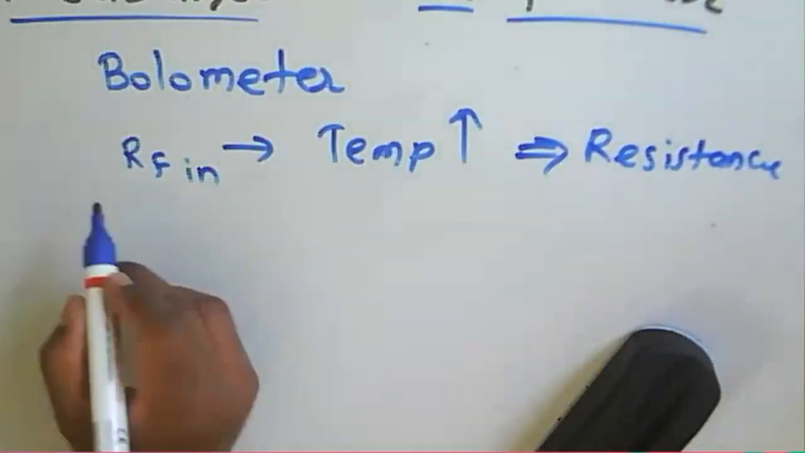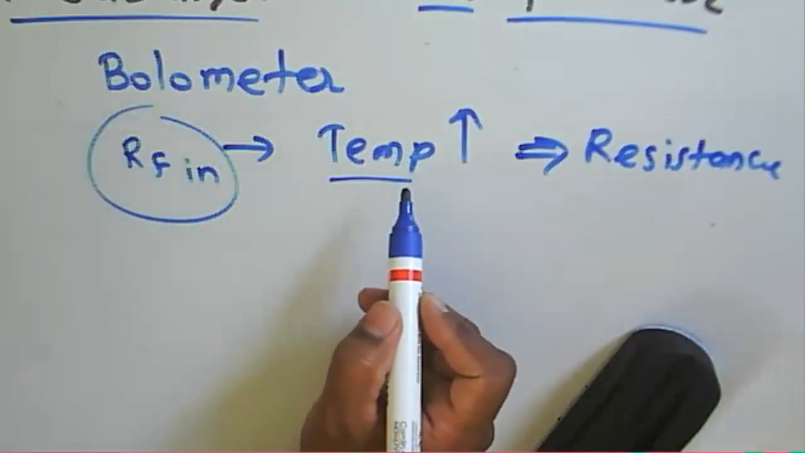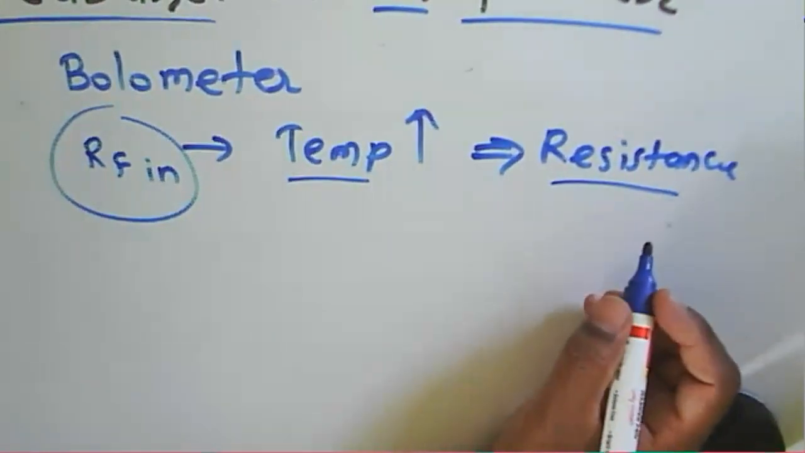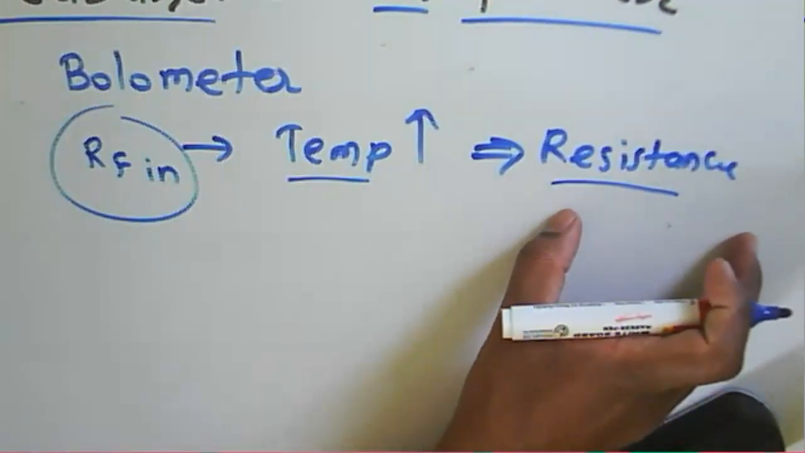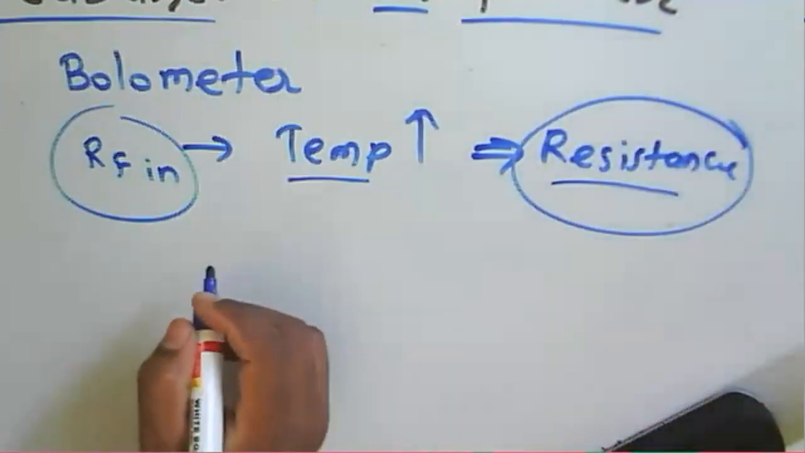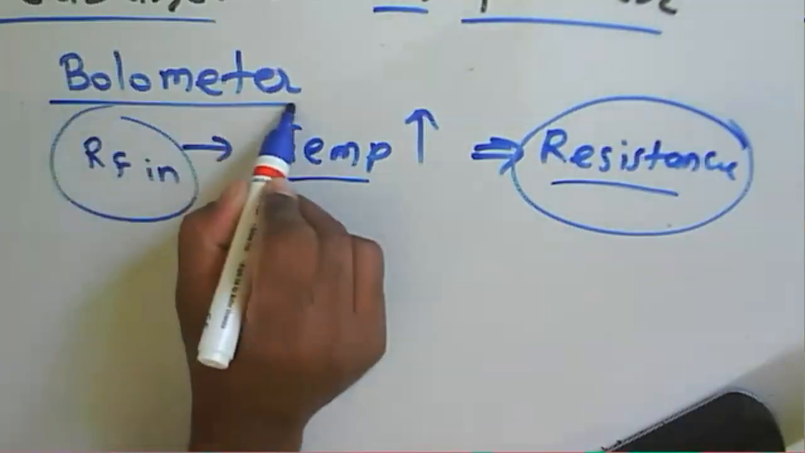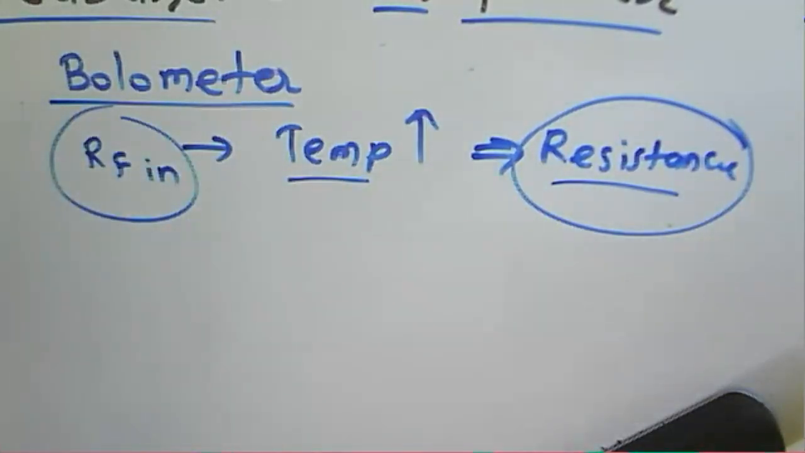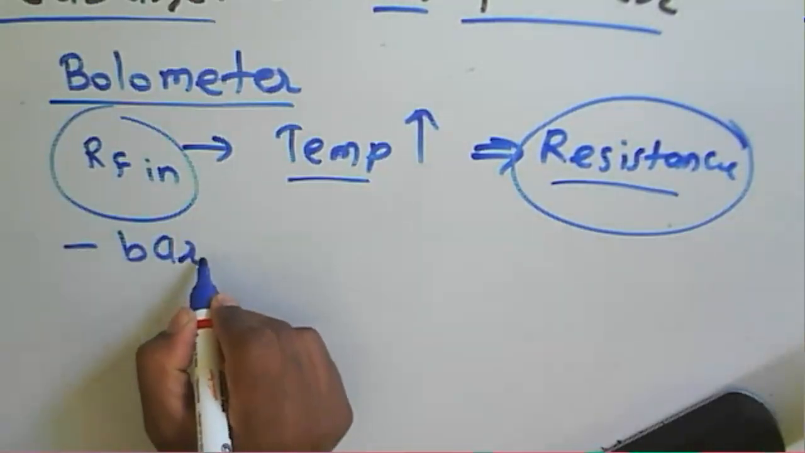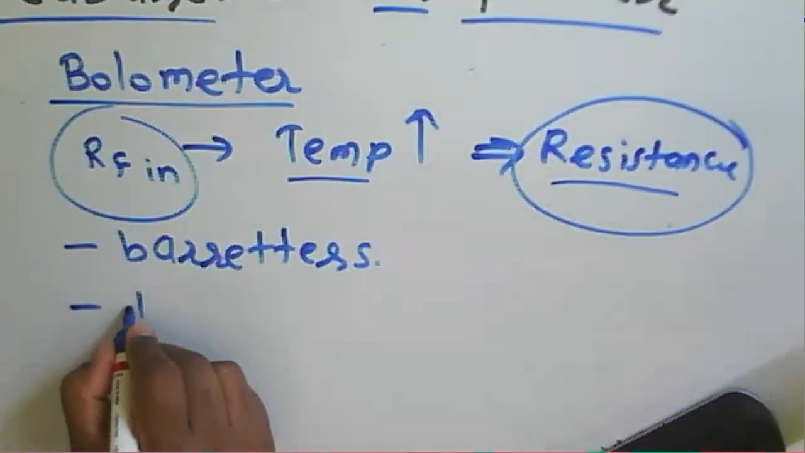and then we talk about the bridge. So in the case of a bolometer, we apply the RF, there will be a rise in the temperature, and because of that there will be a variation in the resistance. That variation in the resistance could be an increase or a decrease in the resistance. So that's why, generally we say there are two types of bolometer sensor. One is a barretter, and another is a thermistor.